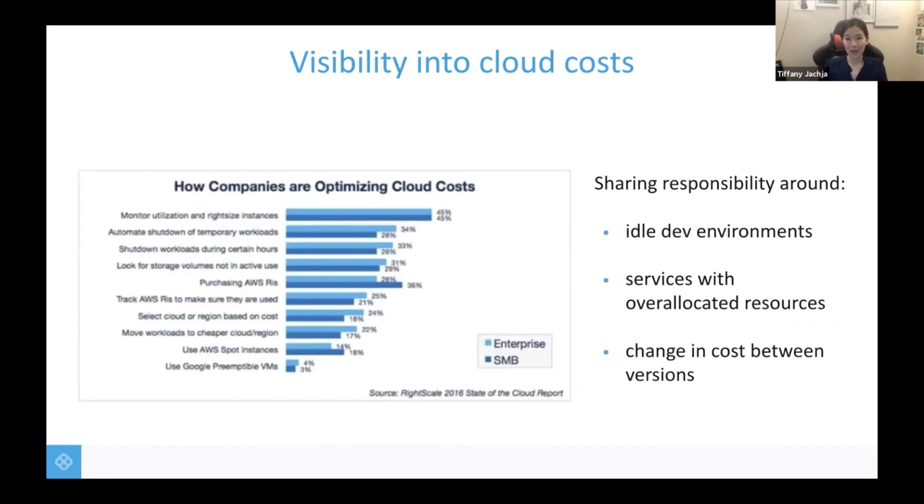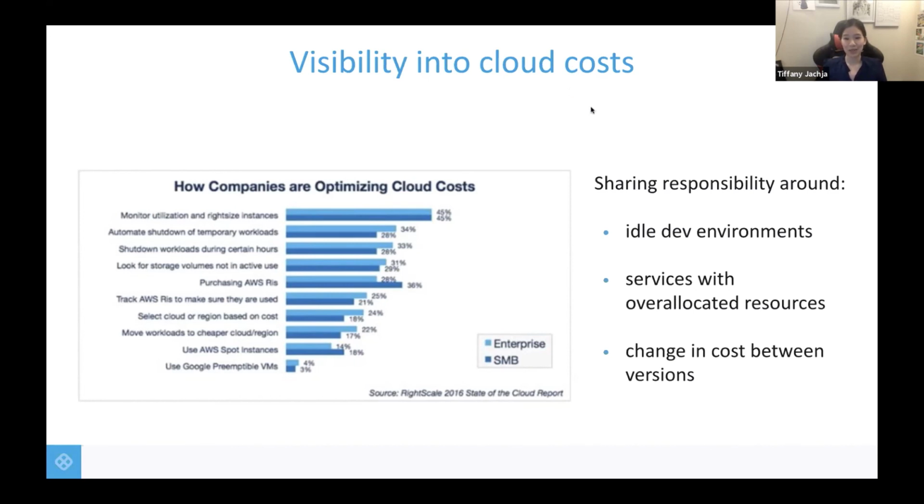So my last recommendation is around sharing responsibility, around costs specifically. So consider being able to expose visibility into cloud costs. This graphic is from a survey that a State of the Cloud report did on how companies were optimizing cloud costs. And primarily it was through visibility.